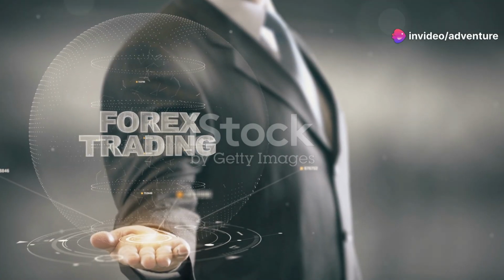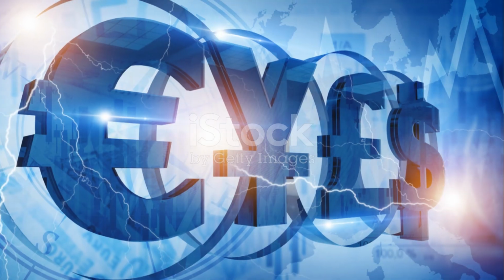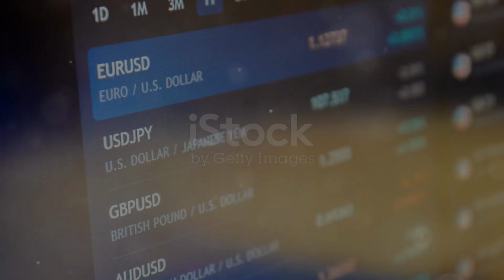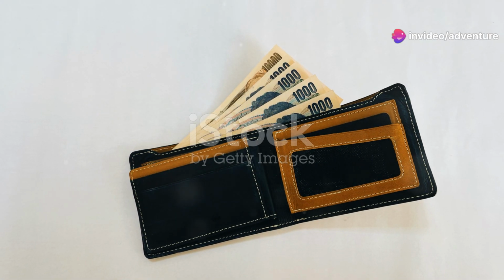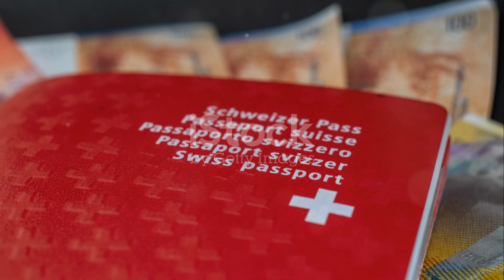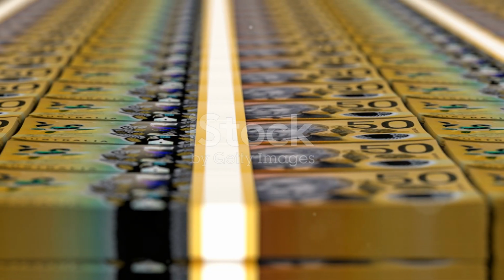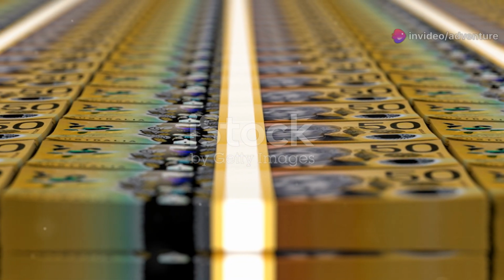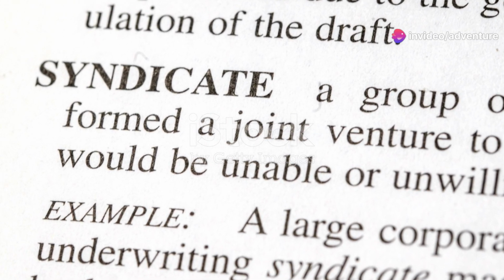There are dozens of currencies, but beginners usually start with the majors. These are the 8 major currencies: EUR, Euro, USD, United States Dollar, JPY, Japan Yen, GBP, Great Britain Pound, CHF, Switzerland Franc, CAD, Canada Dollar, AUD, Australia Dollar, NZD, New Zealand Dollar. Together, they dominate the Forex market.